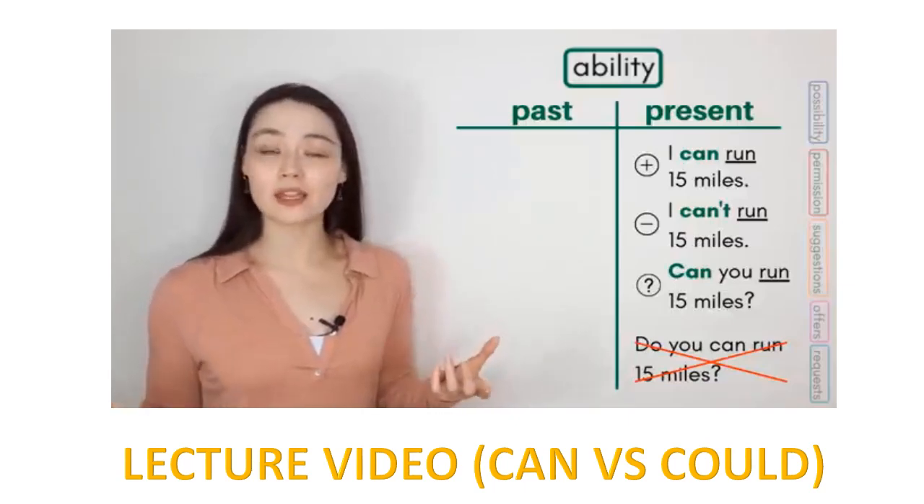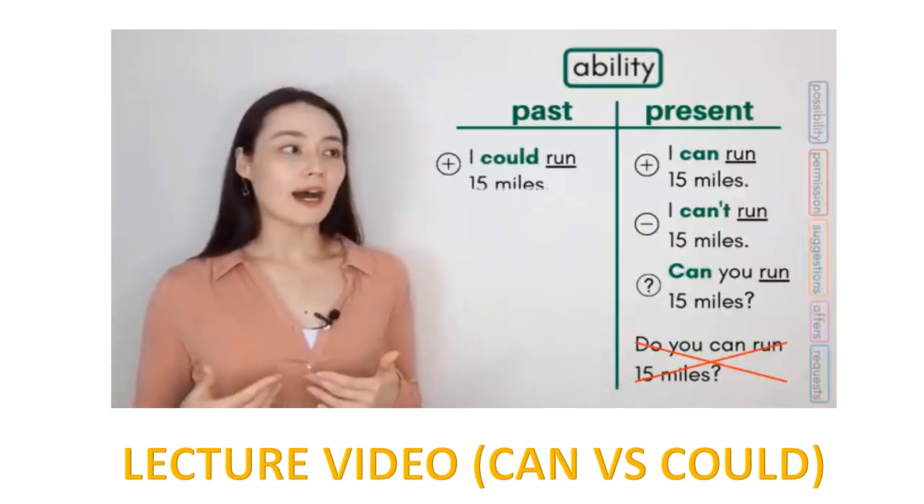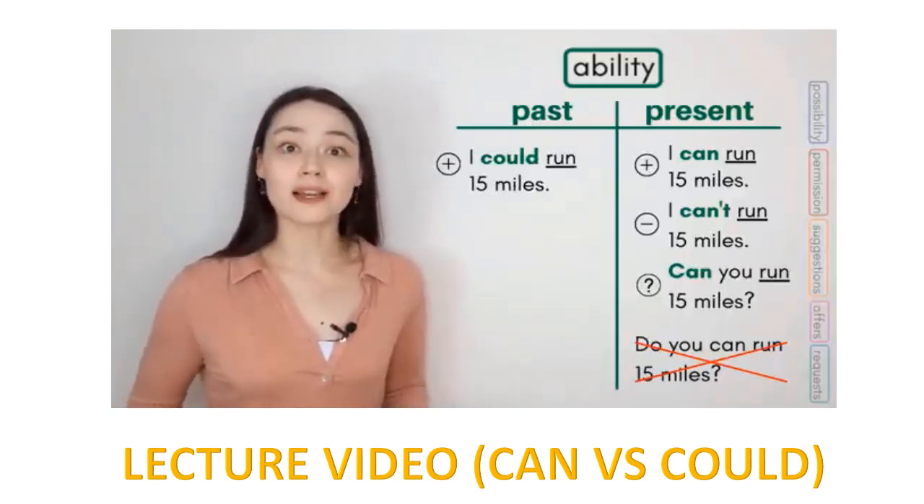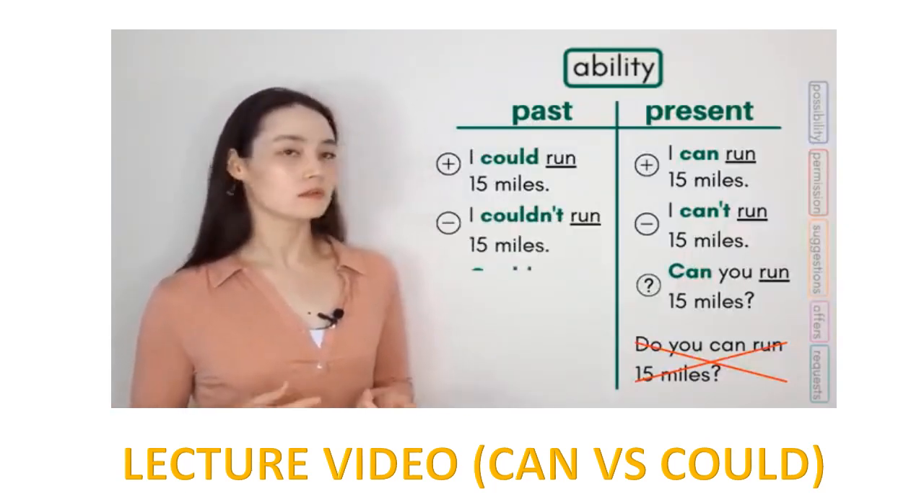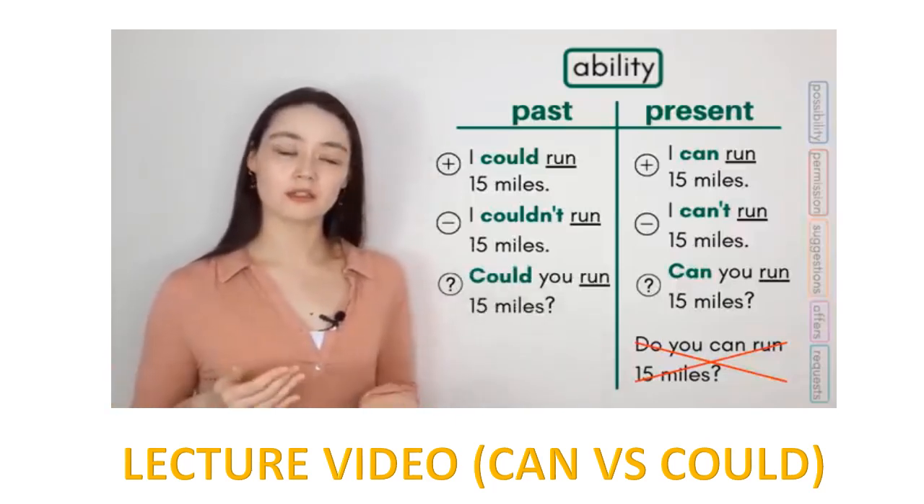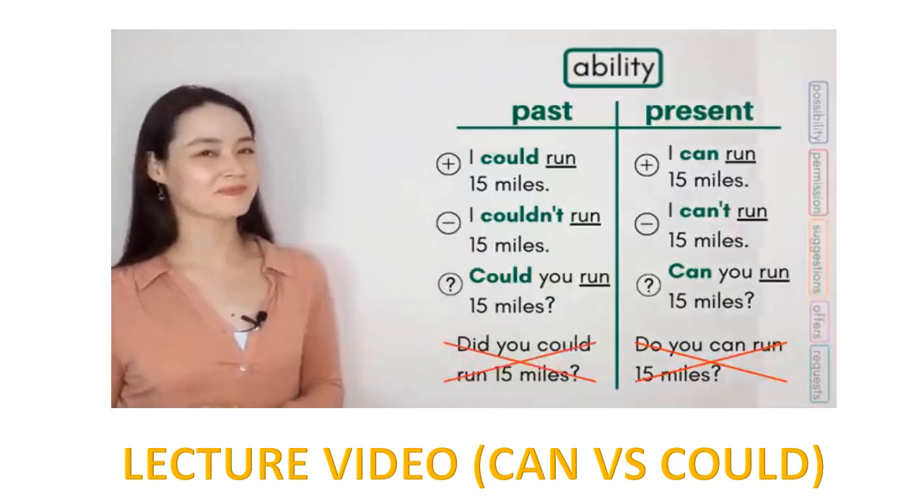What's the past of can? Could. When I was a teenager, I could run 15 miles. I couldn't run 15 miles. Could you run 15 miles? Did you could run 15 miles?